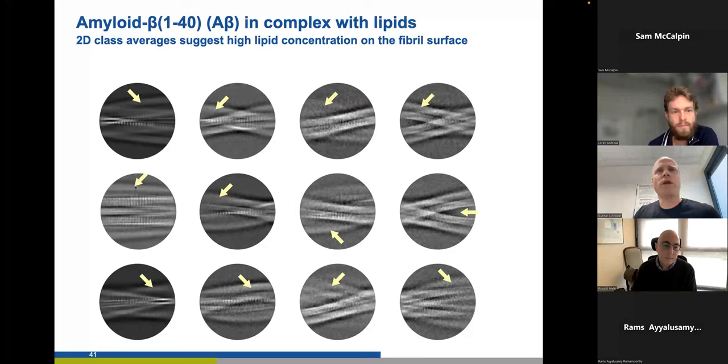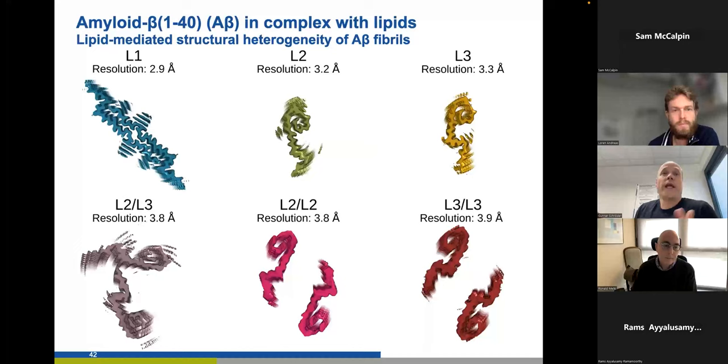And if we solve the structure, we again see six different polymorphs, very different structures also. Some really exotic structures, I think, and especially these ones here look really strange. And also, again, we have polymorphs where the fibrils or the filaments are far apart.